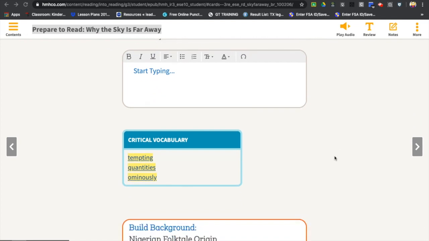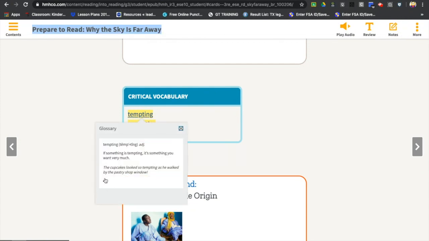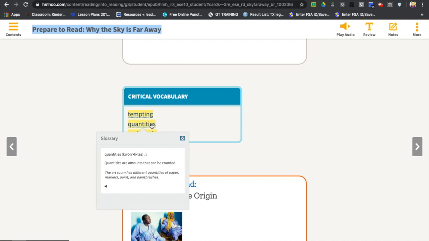Now, second thing, remember that you have to write the vocabulary words. There are 3 vocabulary words: tempting, quantities, ominously. So let's go ahead and read what tempting is. If something is tempting, it's something you want very much. The cupcakes looked so tempting as he walked by the pastry shop window. Remember, you're going to write the word, write the definition, and then make a picture.